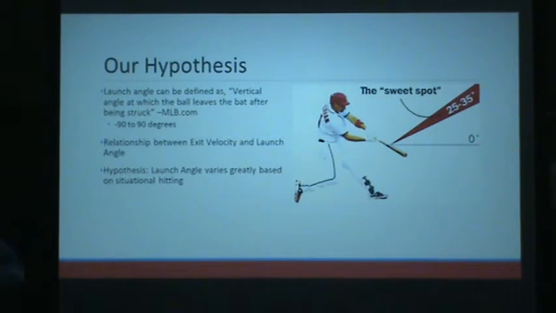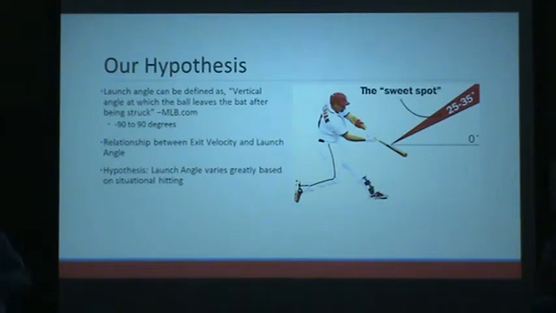So yeah, our hypothesis was... Launch angle, by the Major League Baseball official data definition, is the vertical angle at which the ball leaves the bat after being struck. So you can look at this: it's 0 degrees straight, and then negative 90 to 90 is where it can go. One of the questions that they asked us to look into was the relationship between exit velocity and launch angle. So the actual speed coming off the bat and the angle that it's moving.